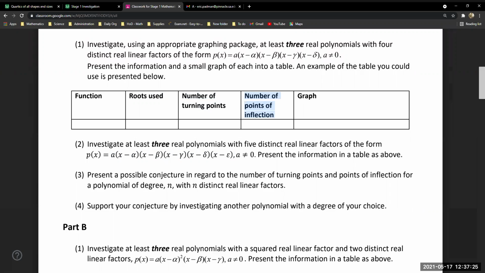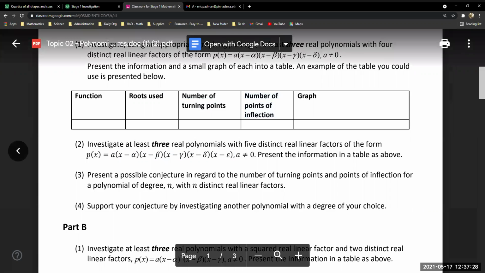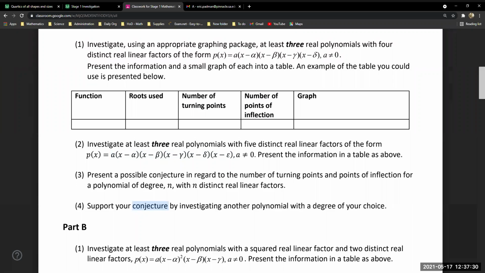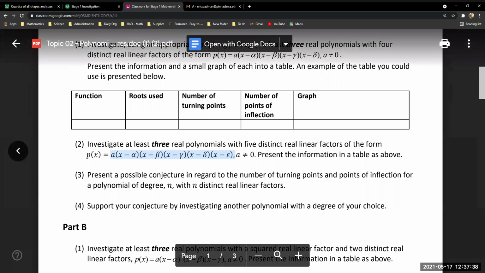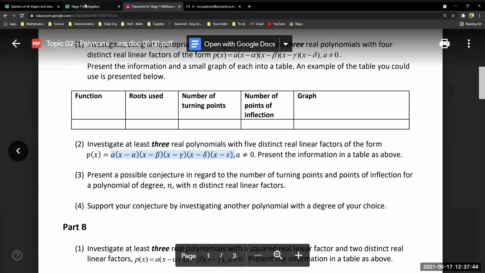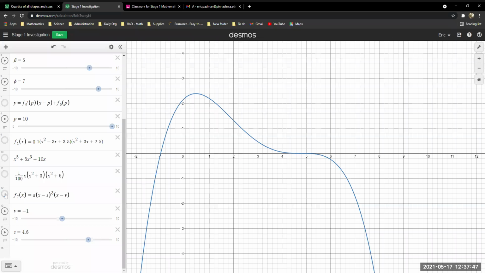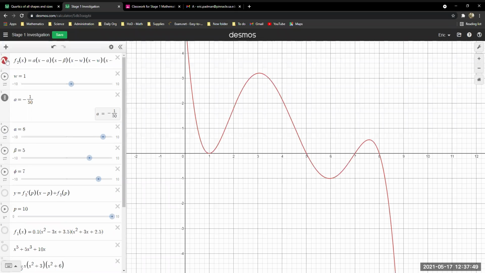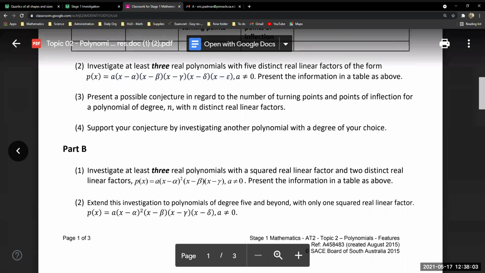From the work I've seen so far, I've seen some good conjectures. The correct conjecture for linear factors only is, for example, if you have a quartic, you have 4 factors, 3 turning points, and 2 inflection points. We can look at some of these graphs, this one, and you can see 1, 2, 3 turning points, 1, 2 inflection points. Does that relationship hold true for the other ones? That's a question we're going to go into by the end of this assignment.